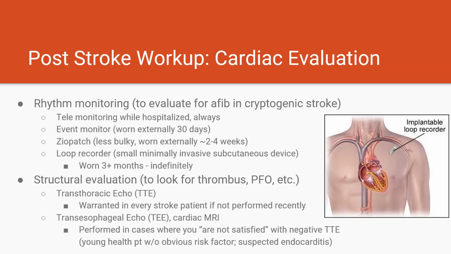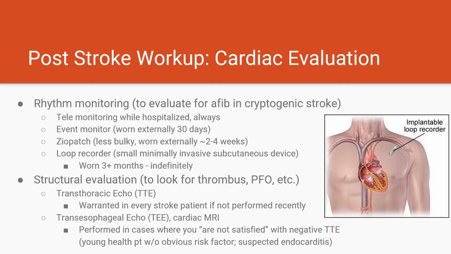But if we have a patient with a cryptogenic stroke and we didn't identify an arrhythmia inpatient, then we need to proceed with outpatient rhythm monitoring. Again, the main reason is because we're looking for occult AFib as the cause of the cryptogenic stroke. One of the ways we can monitor this is with an event monitor, which is a somewhat bulky external monitor the patient wears for about 30 days.